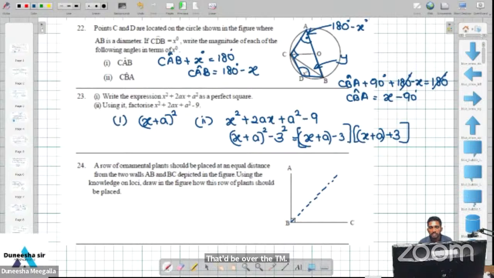The locus is... what is the locus? Name of the locus? Who can tell me? Inuri, what is the name of this locus? Angle bisector. Yes, angle bisector. How do we draw the angle bisector?